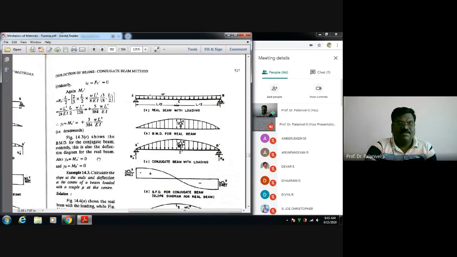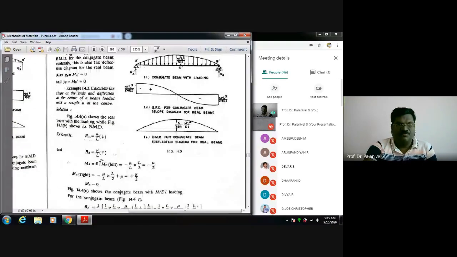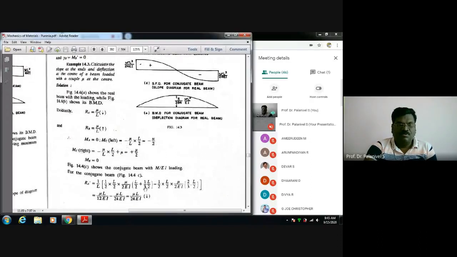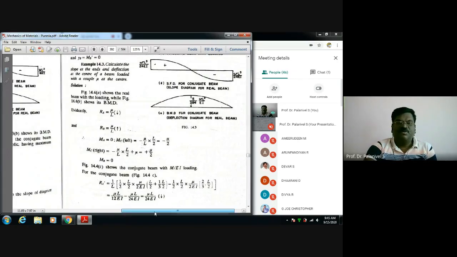Here the slope has not been determined, no problem. If you want, you can also determine the slope. He has computed some other values. The next problem he has done, no problem, we will leave it. He has used M and R, not necessary. We will go to the next problem.